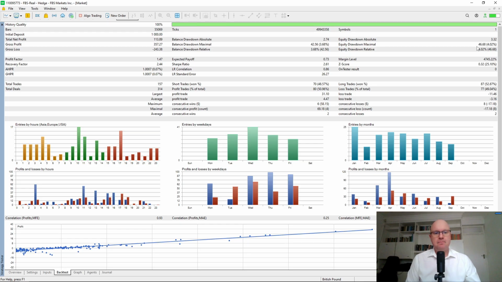It does have a positive risk to reward ratio, as the average profitable trade is $4.47 and the average loss works out at $3.16.